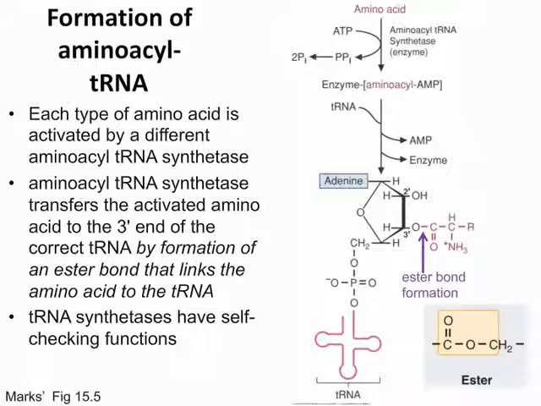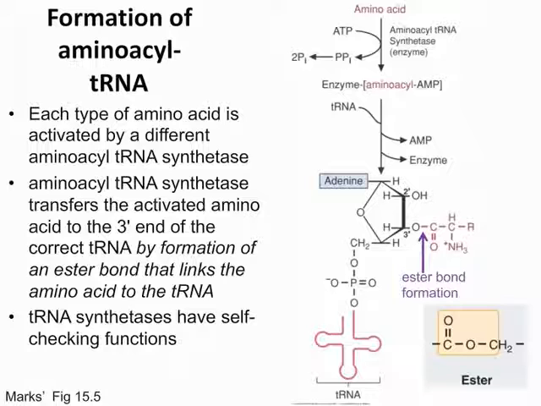We need an aminoacyl-tRNA synthetase, which is specific for each amino acid, and it's going to transfer the amino acid to the 3' end of your tRNA by the formation of an ester bond. So that's how we form an activated aminoacyl-tRNA. And the third bullet is just saying that the tRNA synthetase has self-checking functions. So if it's the wrong amino acid, then it's going to kick it off and find the correct amino acid.